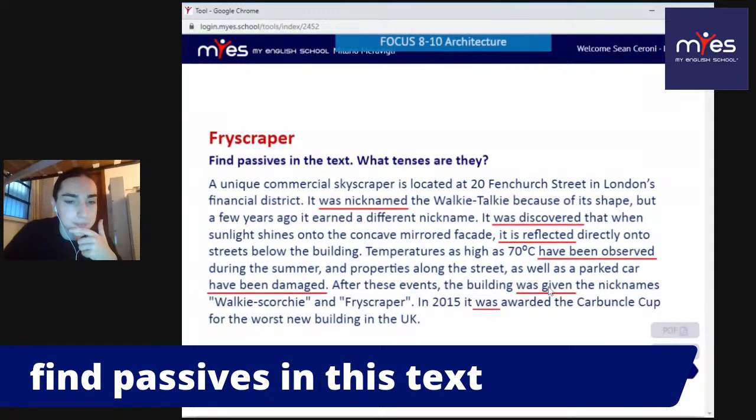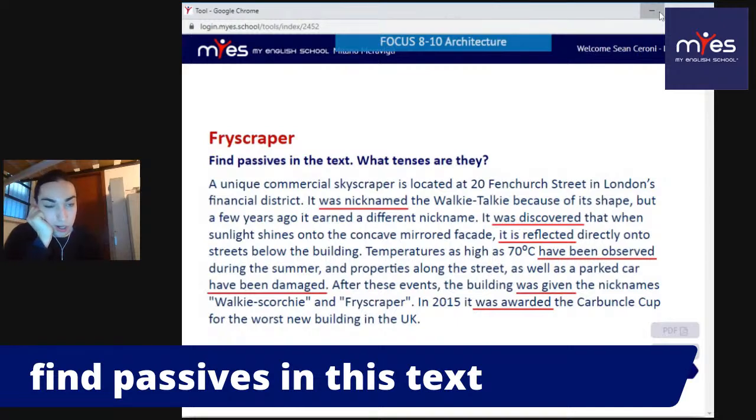So what tenses are these? I was talking about present perfect passives earlier, and we have two other kinds. We have past and present passives as well. Present and past passives are very easy to distinguish. You have was and is. So was nicknamed, is reflected.